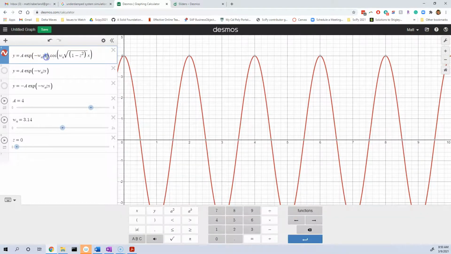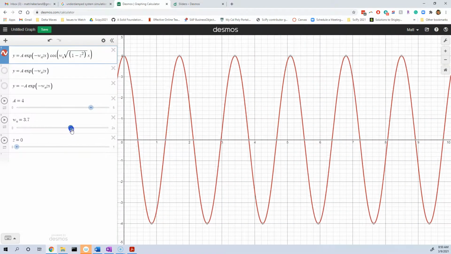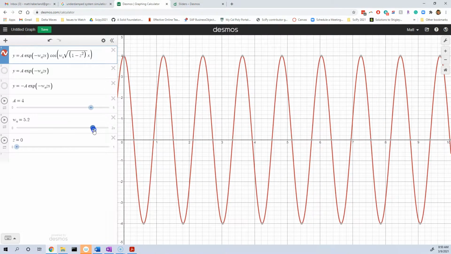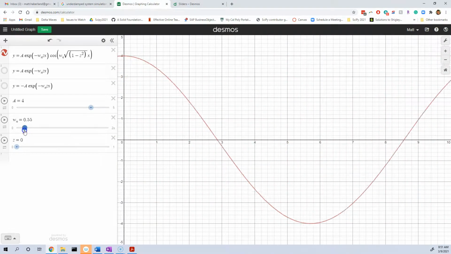I've used x instead of t here because that's what the calculator requires. So I've just got the natural frequency. I've put in 3.14, pi. So that's going to make it go through pi of a revolution for every unit of time on the horizontal axis. So in 2 time, it goes through 1 complete cycle. And so as you change the frequency, it does what you might expect. You increase the frequency. Here I'll increase it to about 2 pi, and then it's 1 cycle per second. If I increase it down to 0, it becomes basically a flat line.